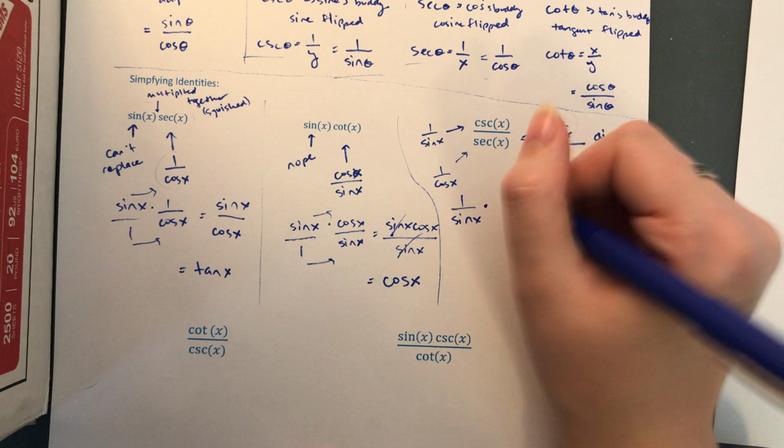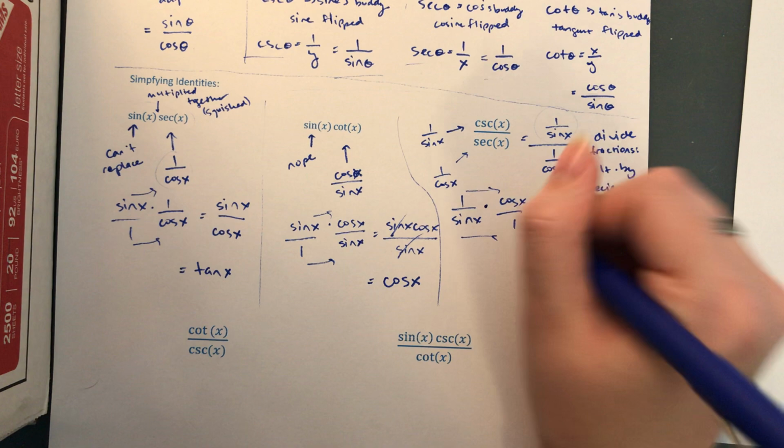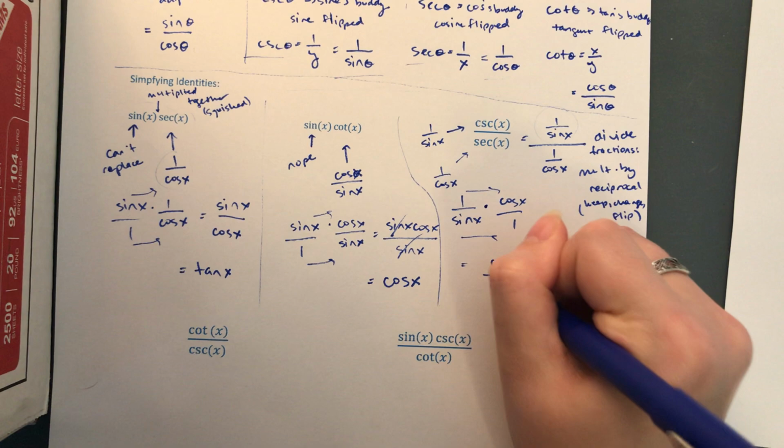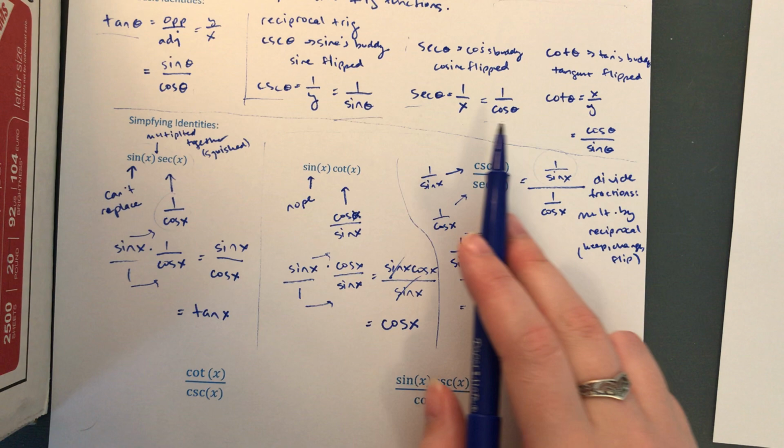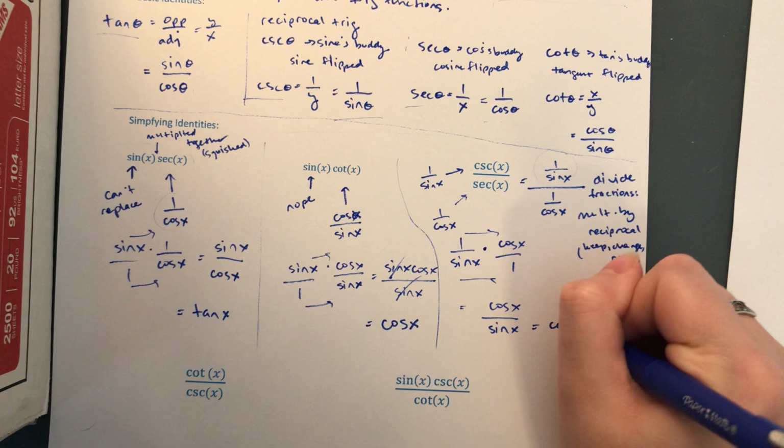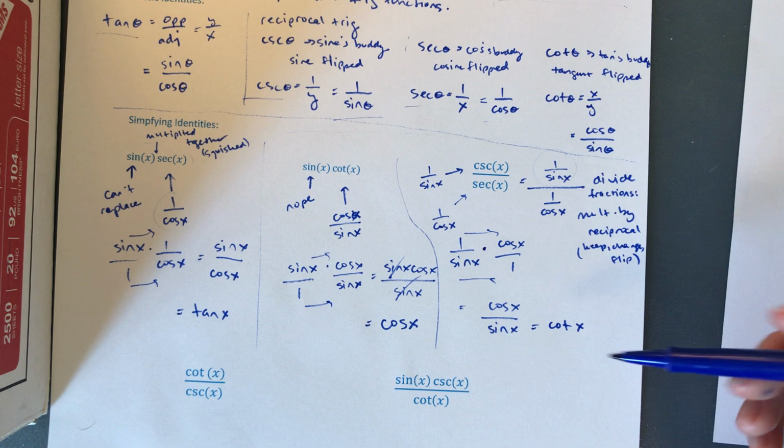And then multiplying fractions, you multiply across. 1 times cosine is cosine x, sine times 1 is sine. All right, and so we've simplified. And then when we look up here, is there anything that's cosine over sine? Yep, cotangent. Cotangent is cosine over sine, so that means this is just cotangent x. So we can take something scary, cosecant over secant, and simplify it down to just cotangent x.